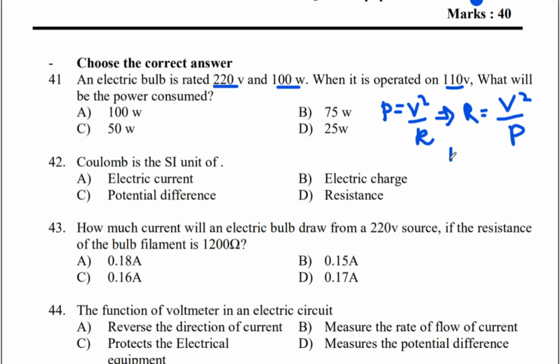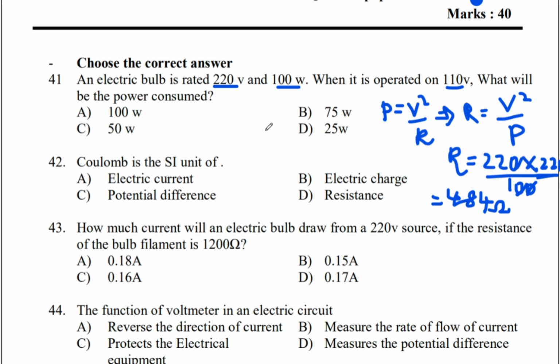R equals V square, means 220 into 220 divided by 100. Now the zeros cancel out. We get R equals 22 into 22, which is 484 ohm. So we got the resistance of the electric bulb as 484 ohm.